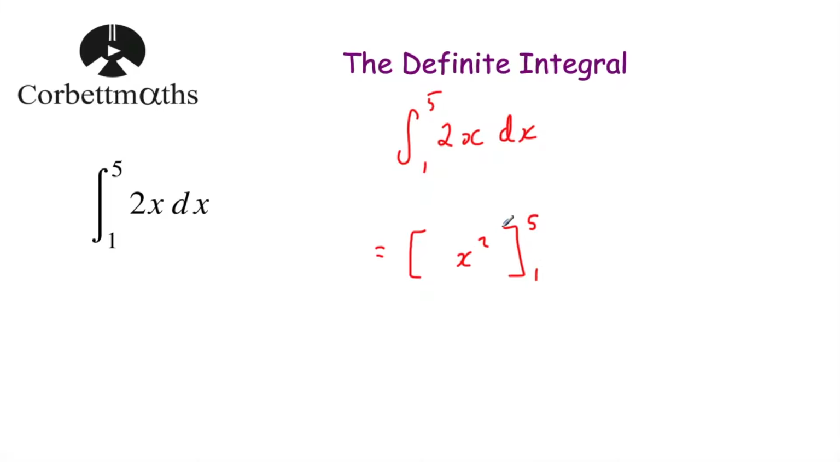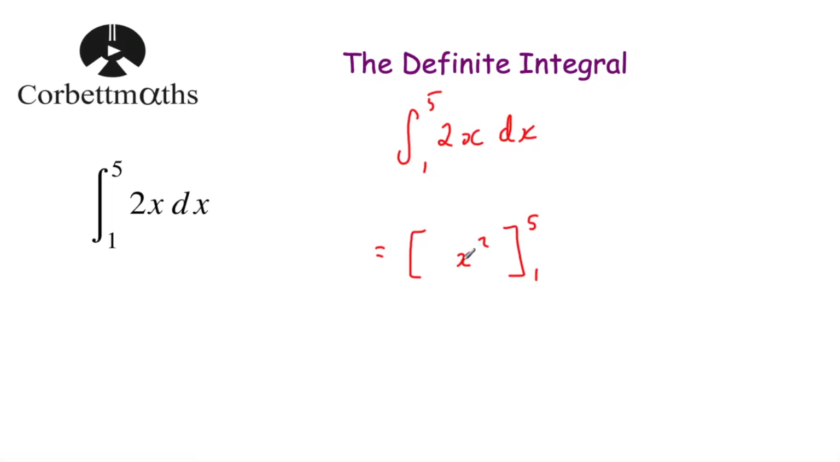So we put our square brackets, we put what we get when we integrate 2x inside the bracket, forgetting our plus c, and then we've just put what we're integrating between here with the 5 and the 1, the two limits, the 5 and the 1. Okay, so now what we need to do is evaluate this.